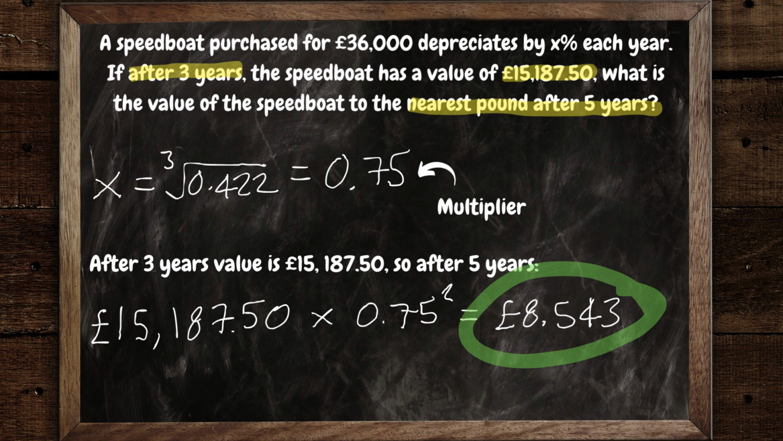So the cost of the speedboat after 3 years is £15,187.50. Multiply that by 0.75, which is your multiplier, and for the final 2 years, so it'll be 0.75 squared, which will give you an answer of £8,543 to the nearest pound.